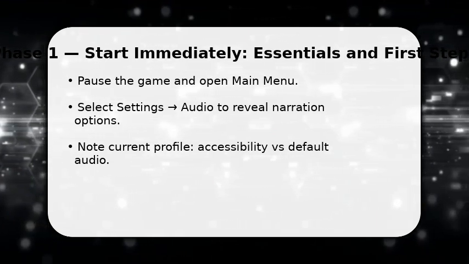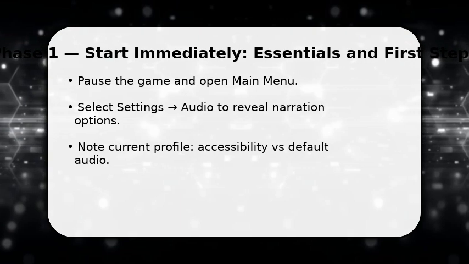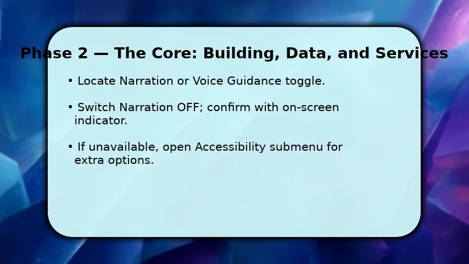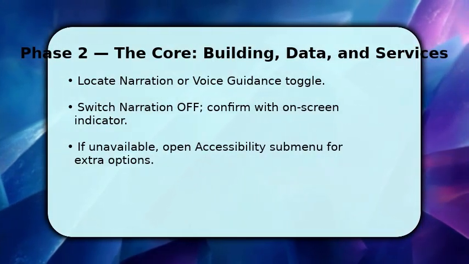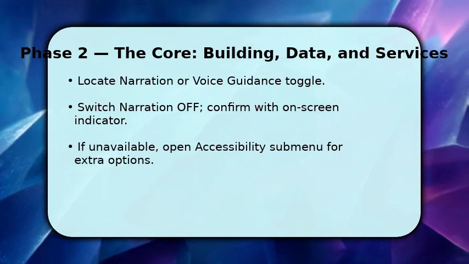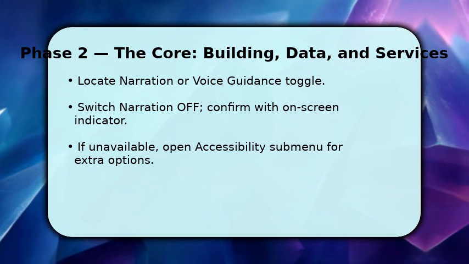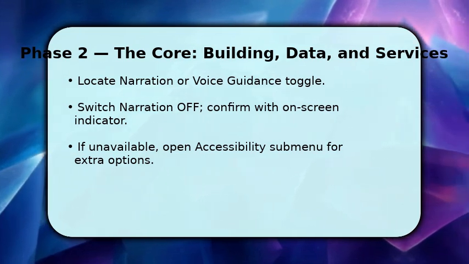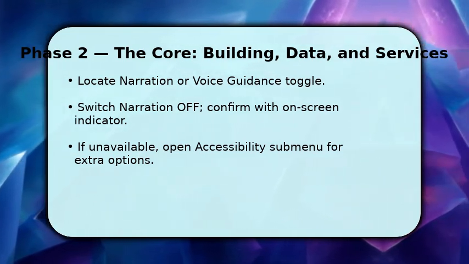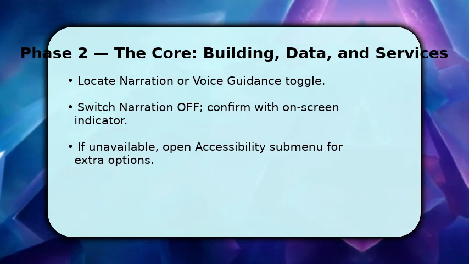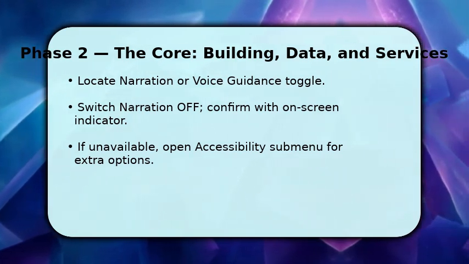Now, find the narration or voice guidance toggle inside audio or accessibility. It's usually labeled clearly. Flip the toggle to OFF and watch for the confirmation text or sound. This prevents future announcements. If that toggle is grayed out, you must enter accessibility settings and disable any voice guidance presets or text-to-speech features there.